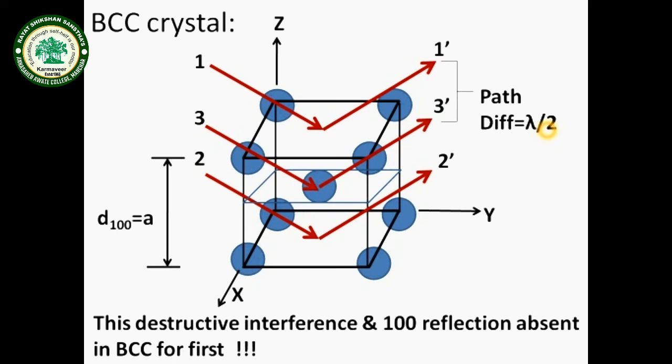As a result of that, if the reflected X-rays satisfy the destructive interference, it means the 100 plane will not be present in the diffraction from the BCC type of crystal. So which type of reflection will be present depends upon what type of path difference these X-rays are having. For this typical example, the 100 reflection is simply absent in BCC.